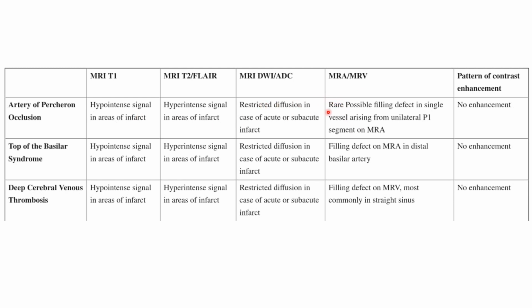In artery of Percheron occlusion, there will be filling defect in the P1 segment on MR angiography, where artery of Percheron can be confirmed. In top of basilar syndrome, filling defect on MR angiography is seen in the distal basilar artery, and in deep cerebral venous thrombosis, in MR venography, we can confirm the filling defect.